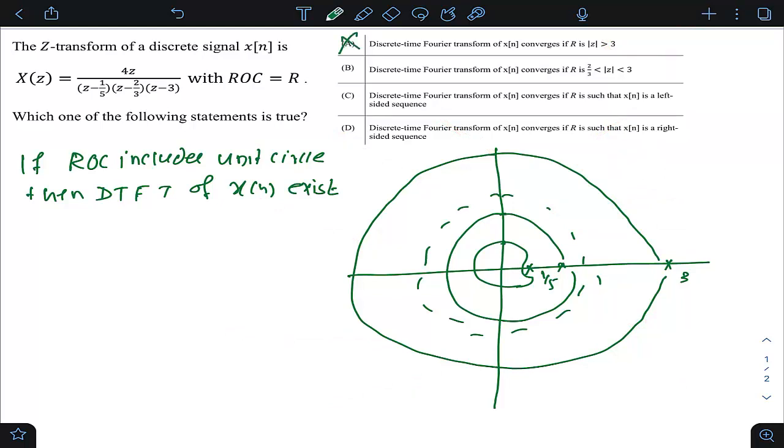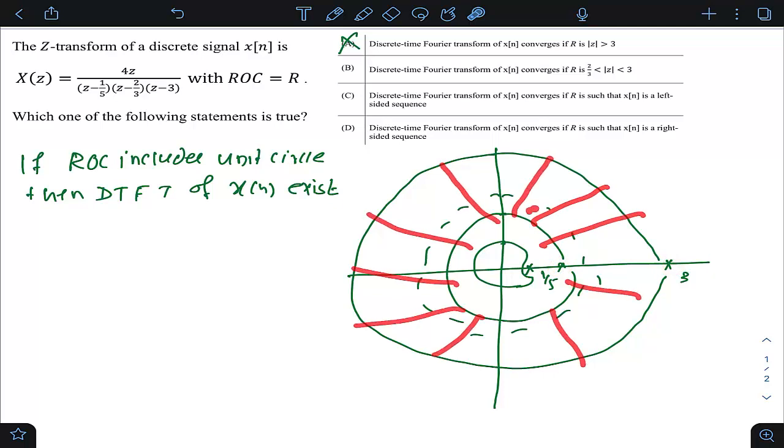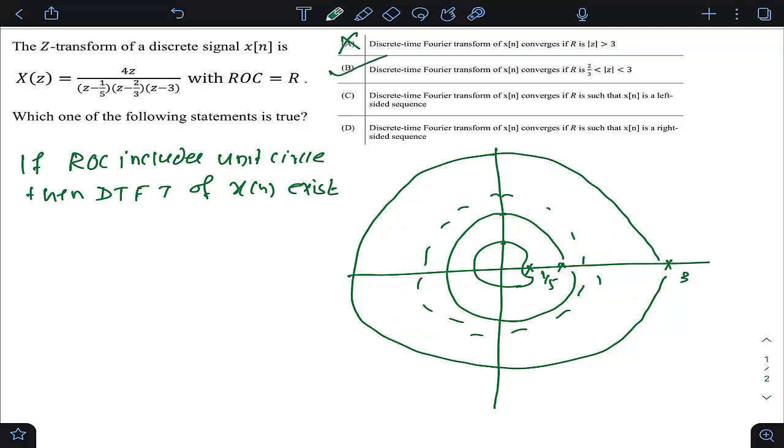Option B: the DTFT of x of n converges if the ROC is between 2 by 3 to 3. So this is your 2 by 3 pole and this is your 3. If the ROC is between 2 by 3 and 3, that means this is the ROC. Is this ROC including the unit circle? Yes. Because this ROC includes the unit circle, I can say that the DTFT of x of n will exist in this case. So definitely B is your right answer.